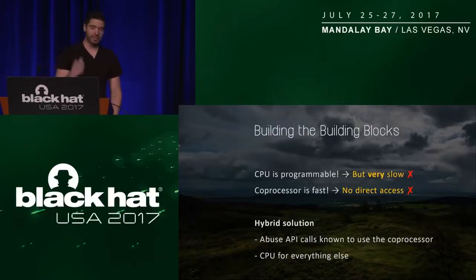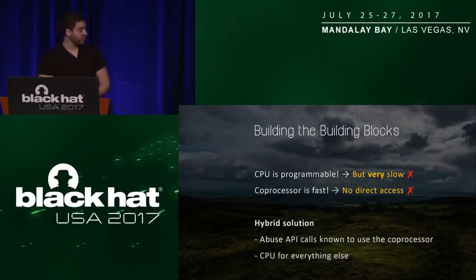Because as we've seen, the CPU is very slow. It's programmable, but it's very slow. The coprocessor is very fast for crypto, which we're interested in, but you have no direct access to it. So how would you do it? What we did is basically we abused API calls that are known to use the coprocessor, and then we use the CPU to glue them all together.